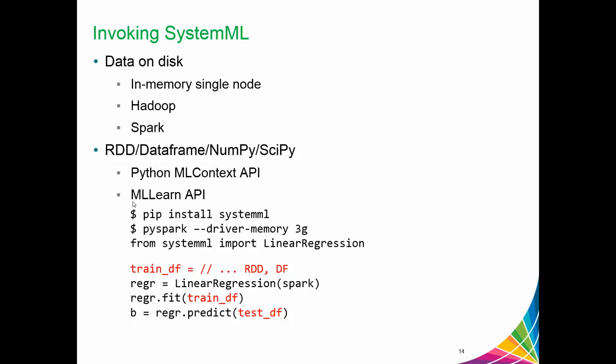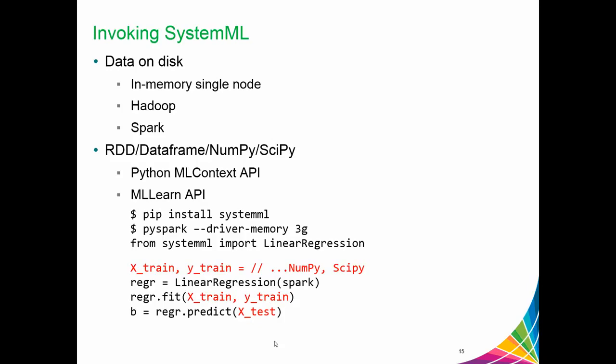The user first creates a linear regression object given here, and then invokes fit and predict methods. This shows the ML pipeline-like API, where the input to the fit method is a data frame, and the next shows the scikit-learn-like API, where the inputs to the fit method are two NumPy arrays.